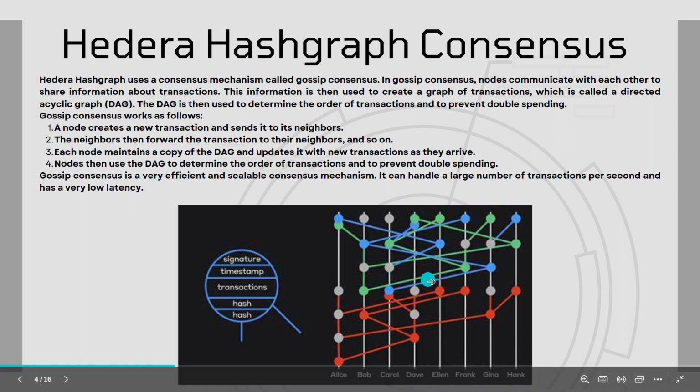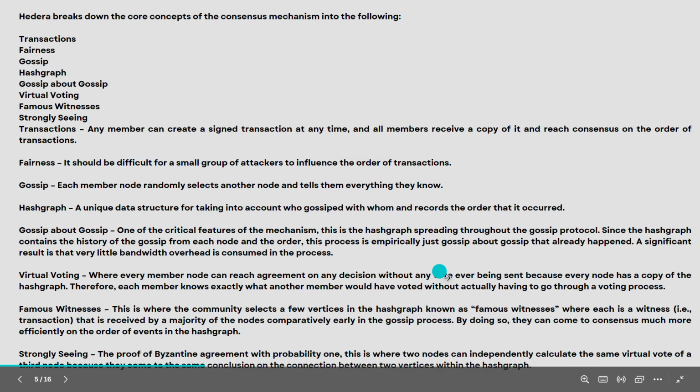So in the diagram, we see how the consensus algorithm works. So these are the users: Alice, Bob, Carol, Dave, Ellen. Once the transaction is initiated, it is sent to all the neighbors, and then once it's approved, everyone has a copy of the transactions. So these are the steps: signature, timestamp, transaction hash. So we'll see this in the next slide.